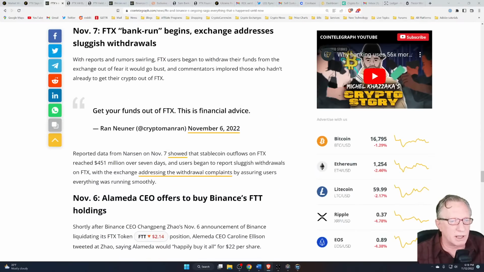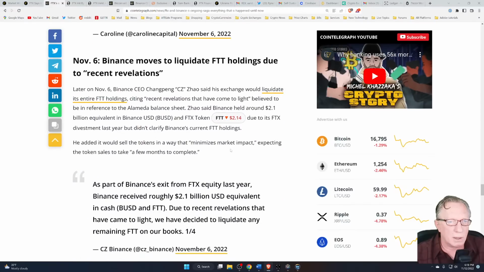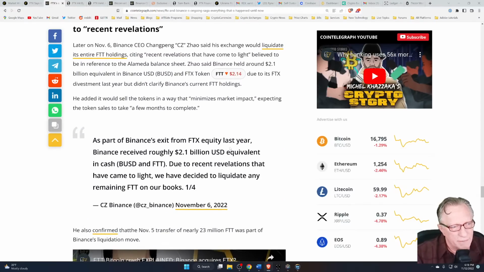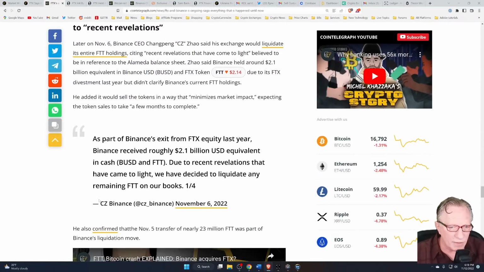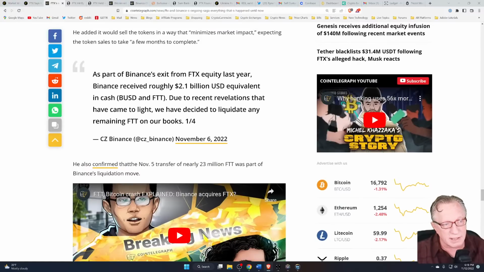Basically, it all started with the CEO of Binance, CZ, getting some insight into what was going on between FTX and its partner trading firm Alameda Research, which was kind of a hedge fund type trading fund, right?